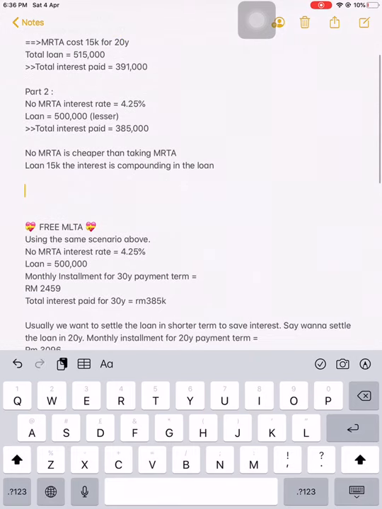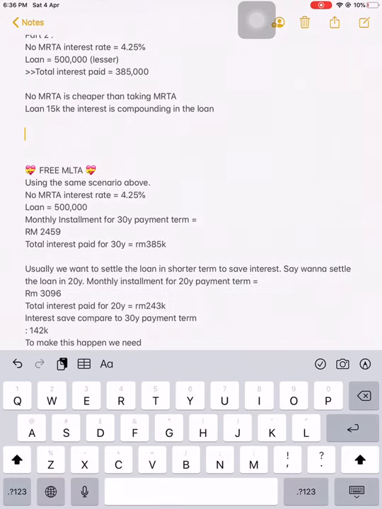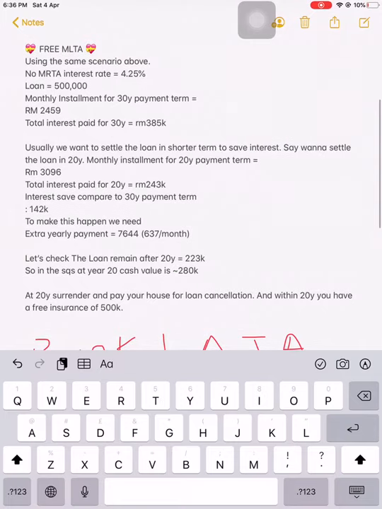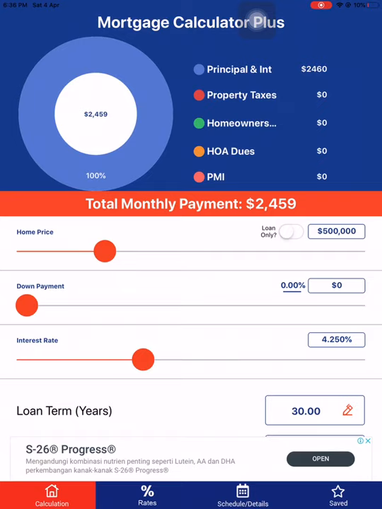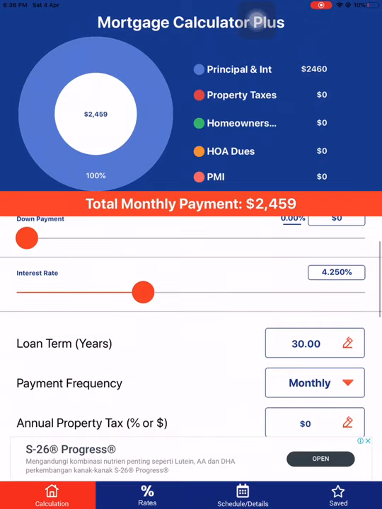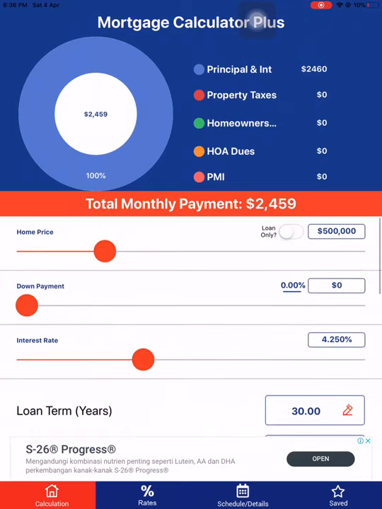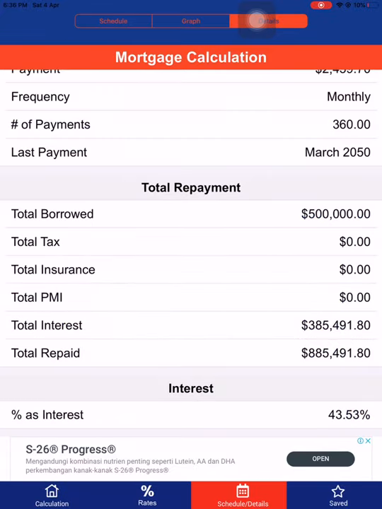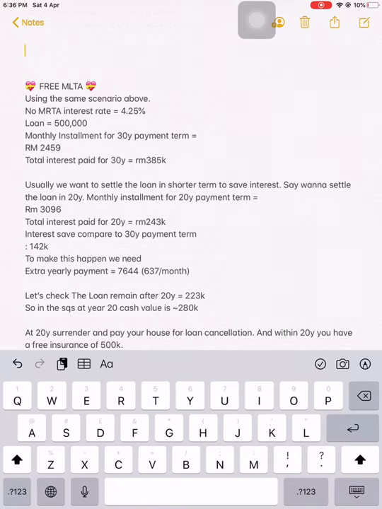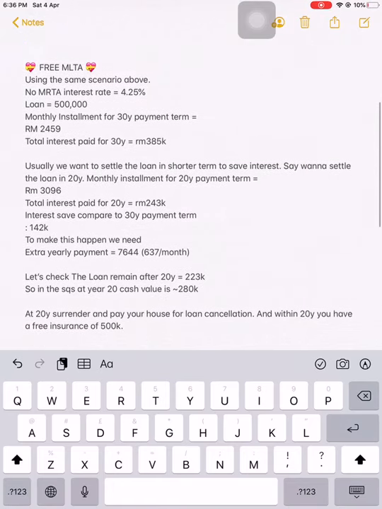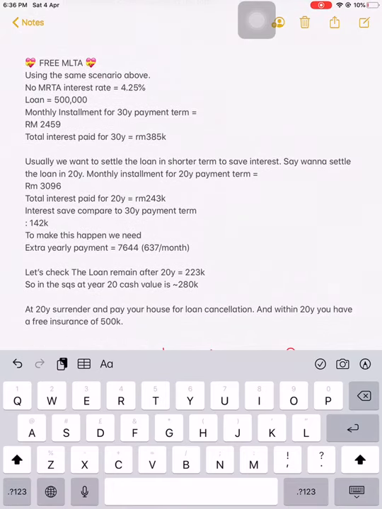What if the client didn't take the MLTA? Today we would like to introduce a free MLTA. Okay, assuming we are using the same scenario, no MLTA, 4.25, loan is 500,000. Let's check our monthly installment. Okay, so 500,000, 4.25 for 30 years. Our monthly payment is 2459. Total interest is 385,000. Okay, so monthly installment is 2459, interest is 385,000 total after 30 years.